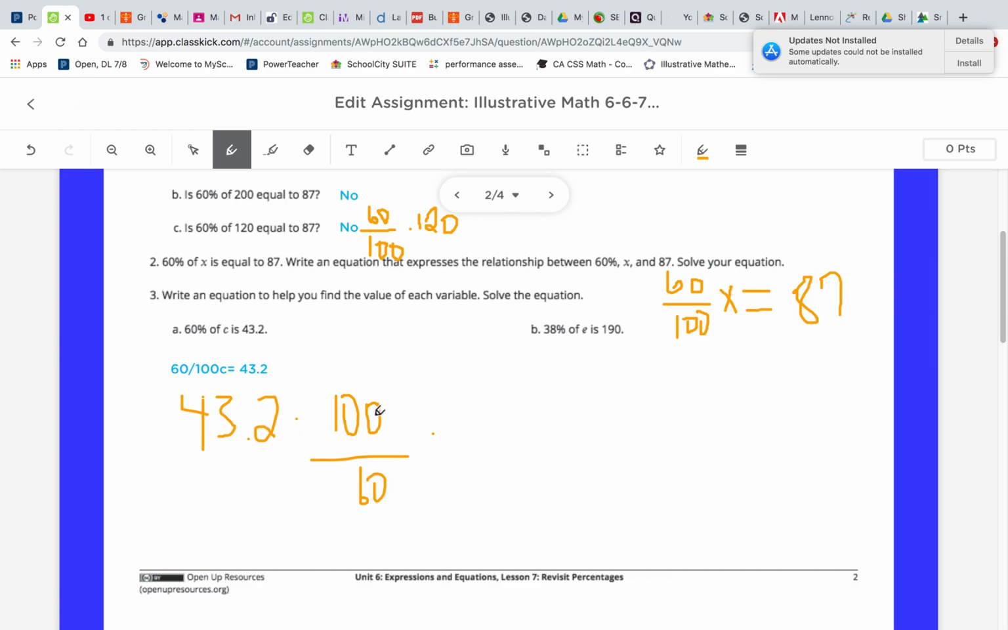All right, so 43.2 times 100. Remember, if you're multiplying times 100, we're just moving the decimal point 2 places. We're not adding 2 zeros this time because we actually have a number behind the decimal point. We're going to have to move that one spot first, and that leaves us with only 1 zero that we're going to be adding. So we would be talking about 4320.